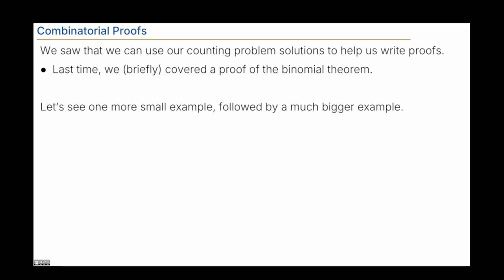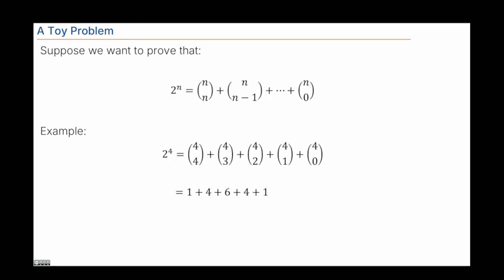The small example I'll do first. I'm going to kind of race through it. It'll be pretty fast. If you don't get it, it's not that hard to digest and look at later, but I want to do this first one pretty fast, which is to say, let's suppose we wanted to show this seemingly totally arbitrary fact that 2 to the n is equal to n choose n plus n choose n minus 1 all the way down to n choose 0.